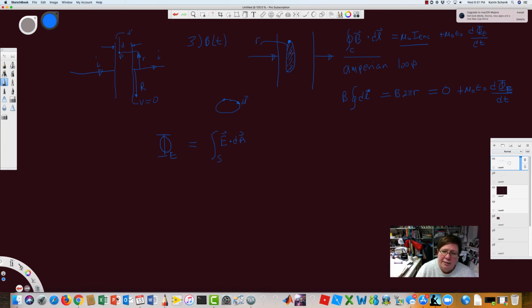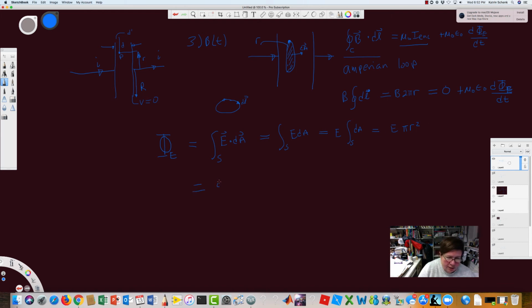And as you can see, dA points outward like this, okay? And E also points in that direction, as we saw before, so the dot product just becomes E dA. And of course, along that whole surface, the value of the electric field is the same. So this becomes E times the integral of dA over S. And finally, this integral is just pi r squared, the area.